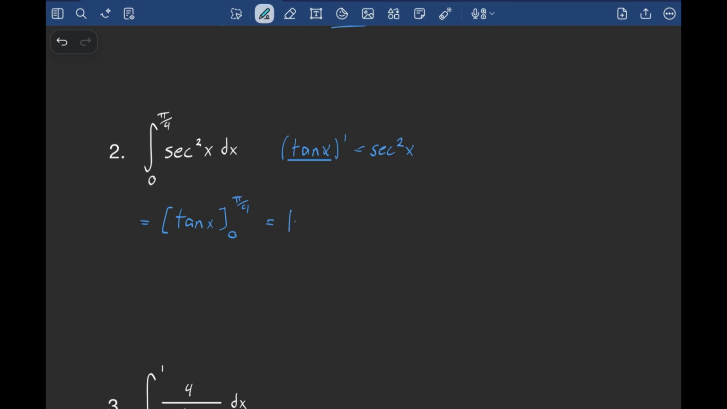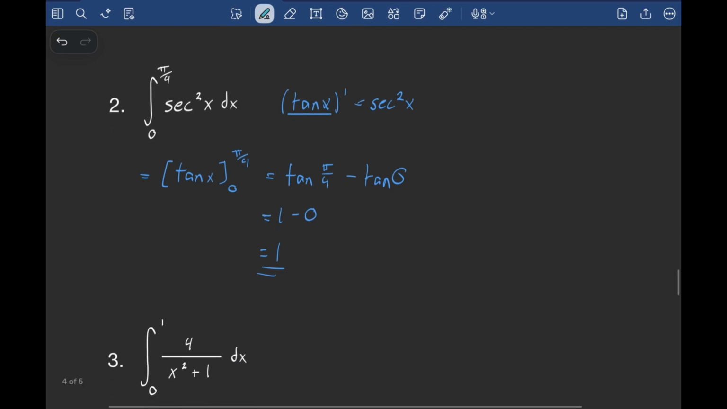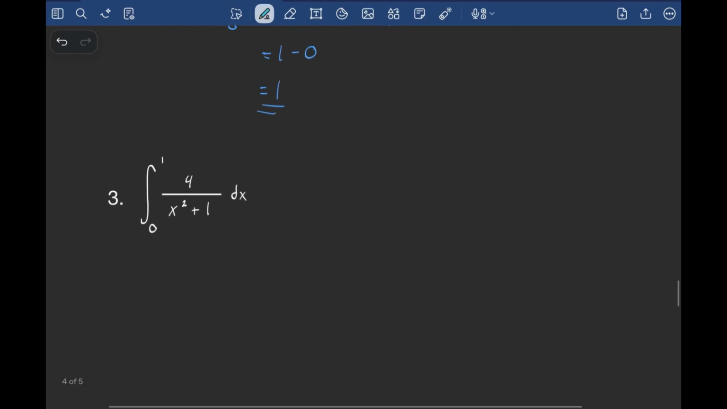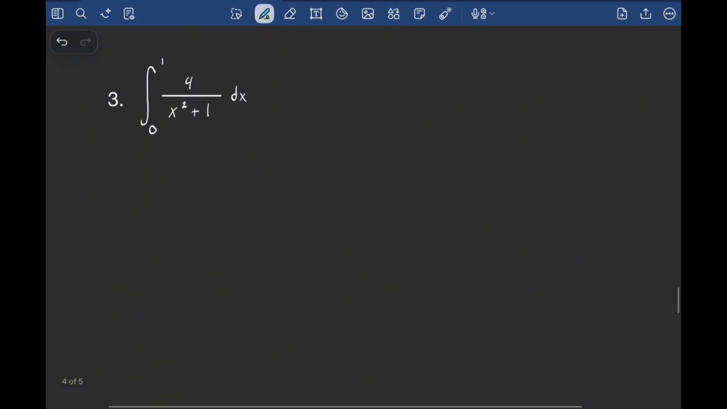Well, that's tan of pi over 4 subtracted by tan of 0. This is just 1 minus 0, and you end up with a final answer of 1. Look at how easy this is if you memorize your derivatives. All right, last one. Let's take a look here. This one's a little more difficult.